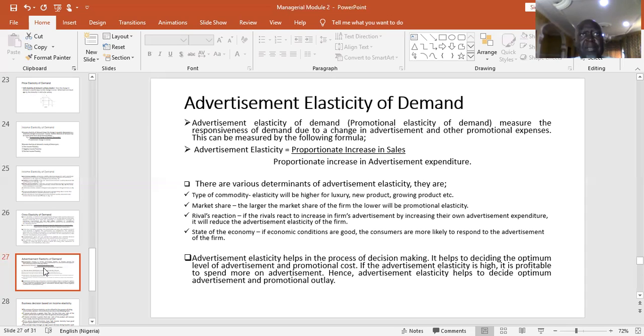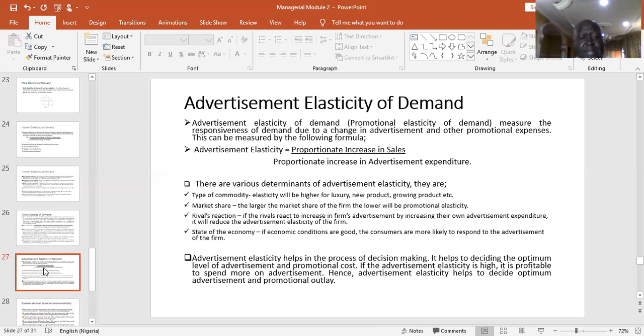They are dominant because they have the largest market share. And the rivals' reaction: if the rivals react to an increase in a firm's advertisement by increasing their own advertisement expenditure, it will reduce the advertisement elasticity of the firm. And that's what happens between MTN and, say, Airtel, or MTN and Glo. They keep outstripping each other in terms of advertisement expenditure. So the advertisement elasticity is very small simply because the rivals spend more money against each other.